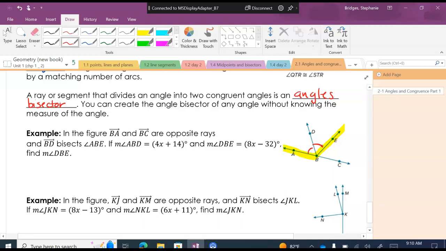It's all about looking at your pictures, making your marks, making your congruent marks, whatever it tells you, and then labeling everything. So let's look at what it tells me. What's the first angle it gives me? Angle ABD. And what does it say about angle ABD? It's 4x plus 14. So let's label that. In my picture, where angle ABD is, does everybody see angle ABD? Is that lower one here, the first one that I have with the congruent marks? The measure of that is 4x plus 14. So I'm going to put that here.